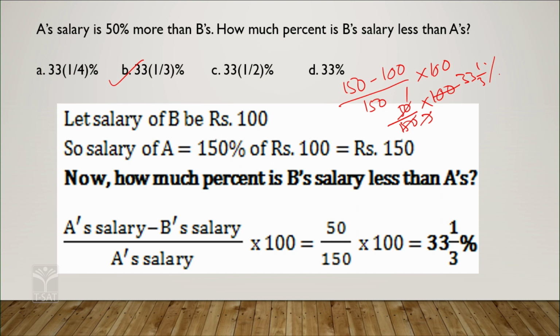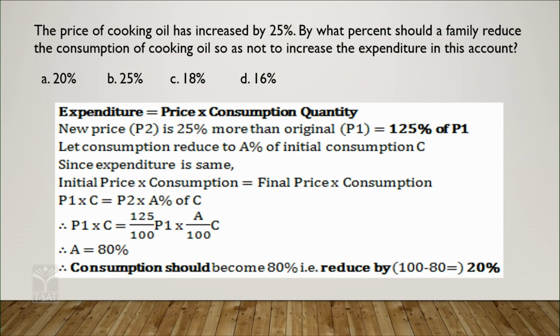Simply what we did here: assume B's salary as 100, and then A's salary will be 150. Then the difference between A's and B's salaries is 50 rupees. So, 50 by A's salary, which is 150, into 100. You want to express it in terms of percentage, so you multiply with 100, then it is 33 and 1 by 3%. Is it clear? Okay. Now, we will shift to the next.